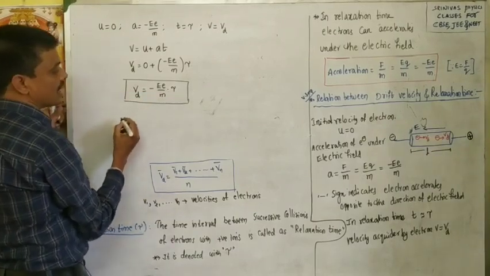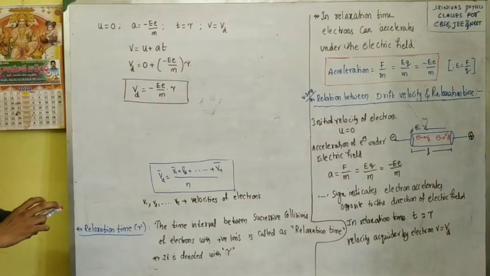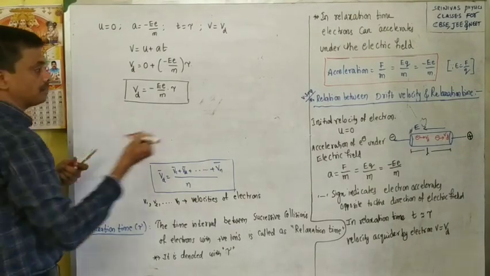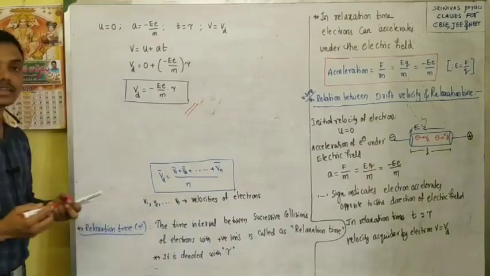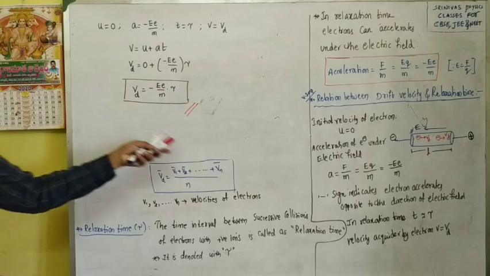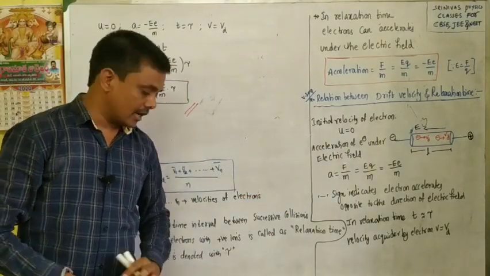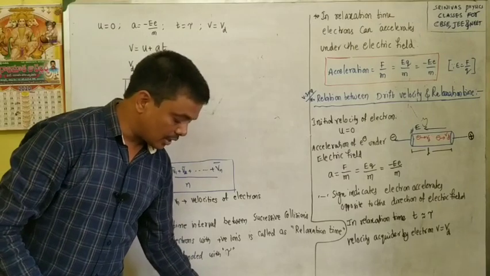From this we can also say that the drift velocity is directly proportional to the electric field. With this we got the relation between the drift velocity and relaxation time. It was a simple derivation. If you have any doubt you can ask me in the comments.